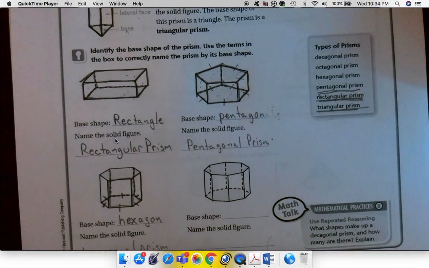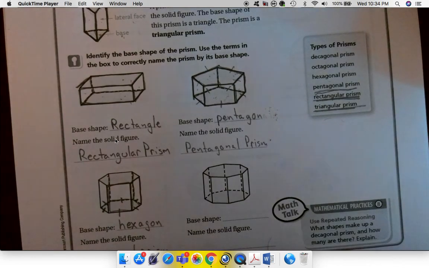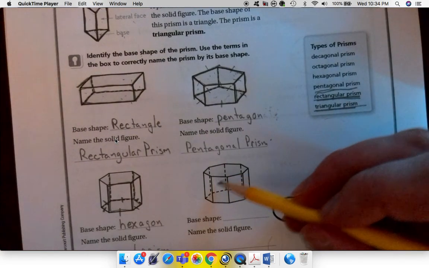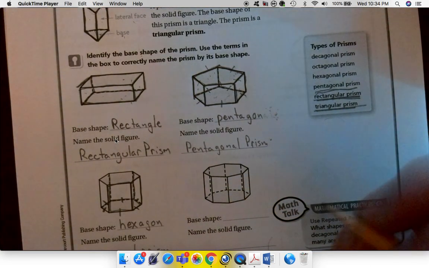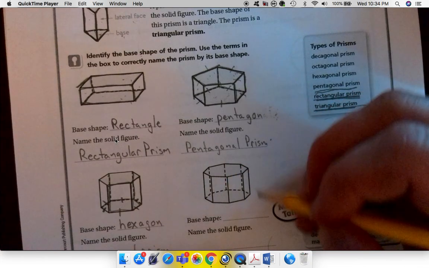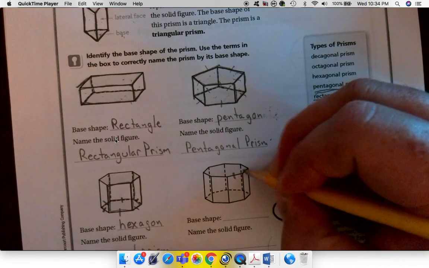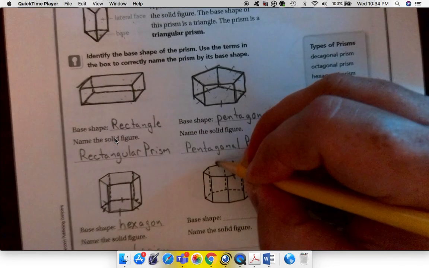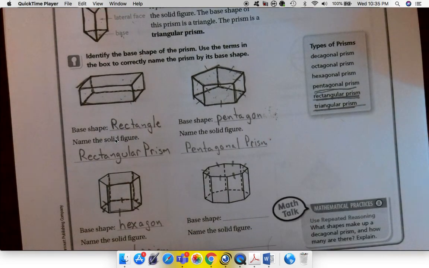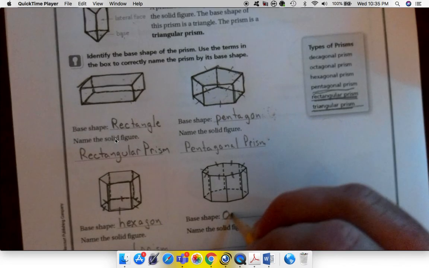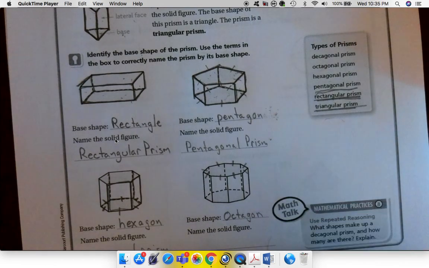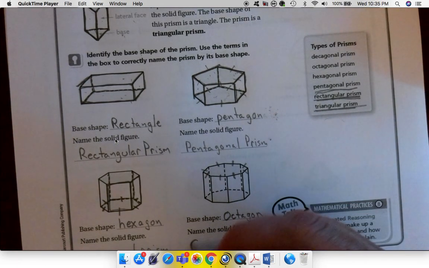Last one. What's the base shape? I'm sure you caught on right now that all of these are rectangles. So it's a prism. What kind? Let's count the bottom or the top. 1, 2, 3, 4, 5, 6, 7, 8. An 8-sided figure is called an octagon. Name the solid figure. You got it. Octagonal prism.